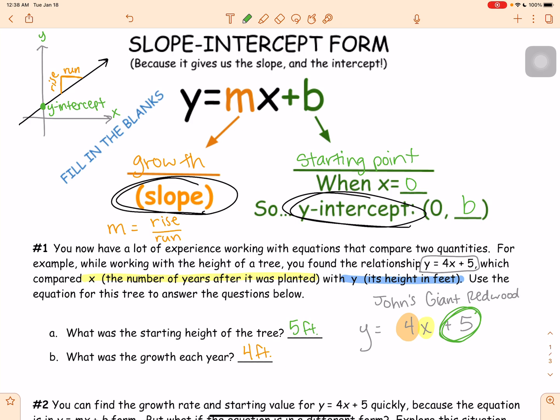So make sure to take a moment to pause and understand that concept, and think about why this equation is written in such a way where y, which is the height, equals 4 times the number of years since it was planted, plus 5, which was the starting height. That's how tall it was when John planted the tree, and then it continued to grow 4 feet per year, okay?